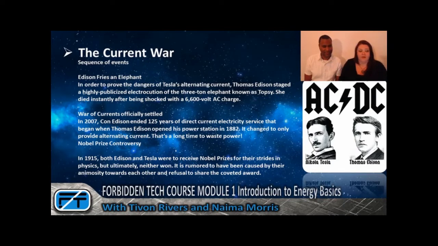Okay. More sequences of the current war. You want to take us away? Yeah. Edison fries an elephant. Edison really wanted to prove that AC power was dangerous and that his direct current was the way to go. So to prove that, he staged a highly publicized electrocution of a 3-ton elephant known as Topsy. She died instantly after being shocked with a 6,600-volt AC charge. They could have electrocuted Topsy with DC current, but he chose to do it with AC current, and from what the story was, they really had to throw the juice on to kill the elephant. It's horrific.